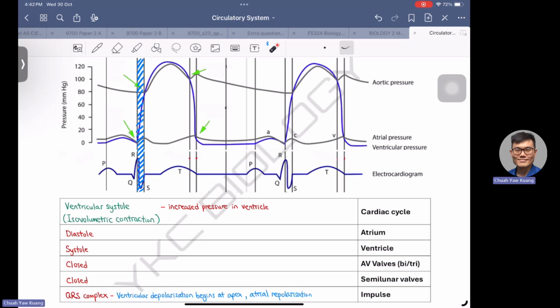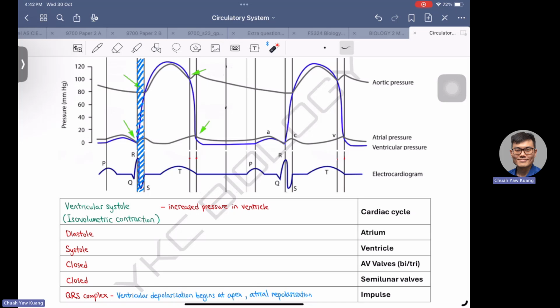At the same time, atrial repolarization will occur at the same point here as well. It's just that we won't see any wave here. We won't see any small fluctuation here because the impulse of this atrial repolarization has been masked by the QRS complex.